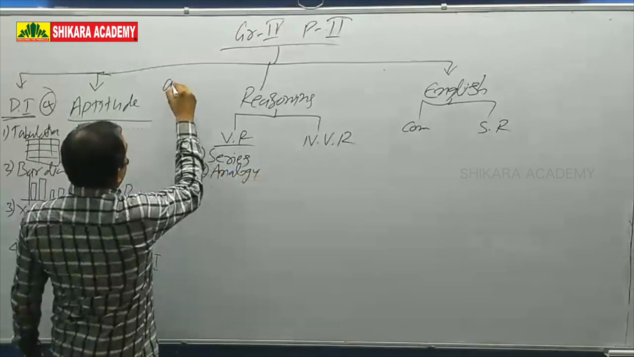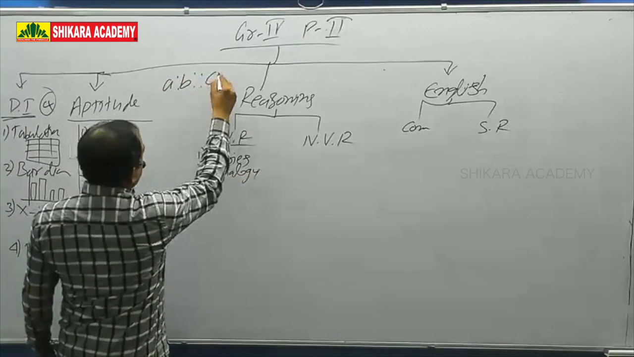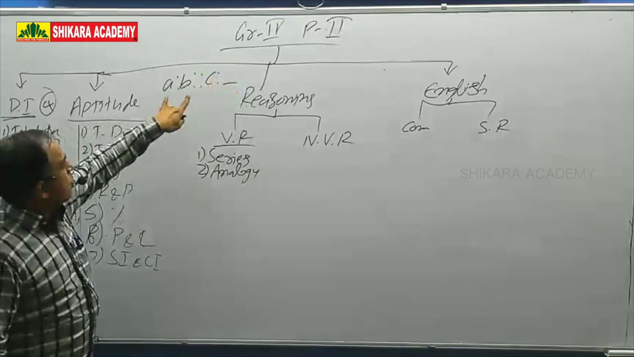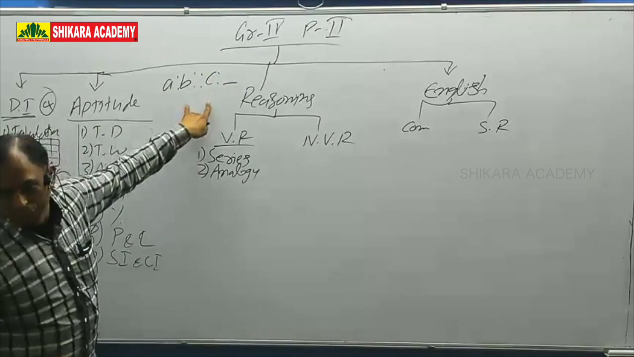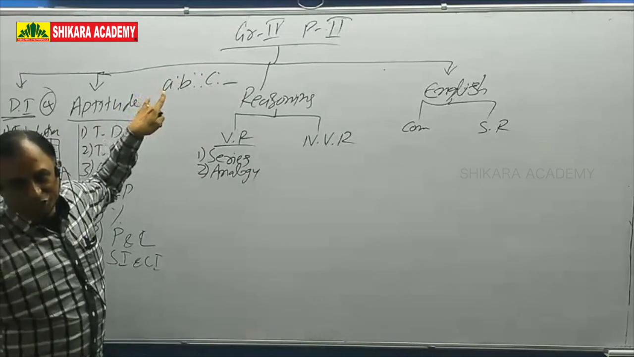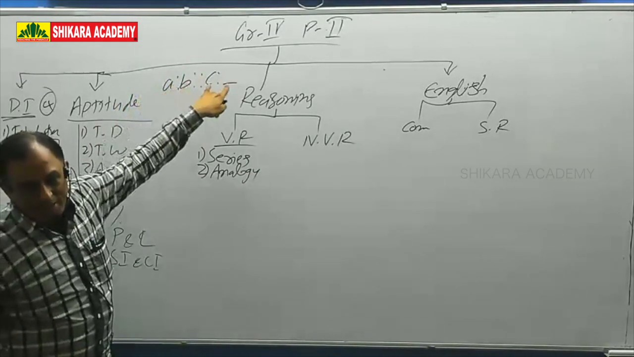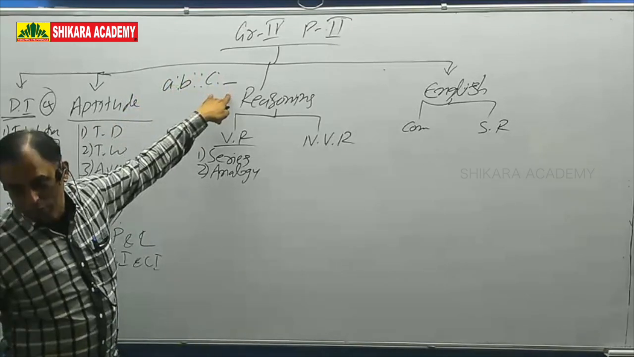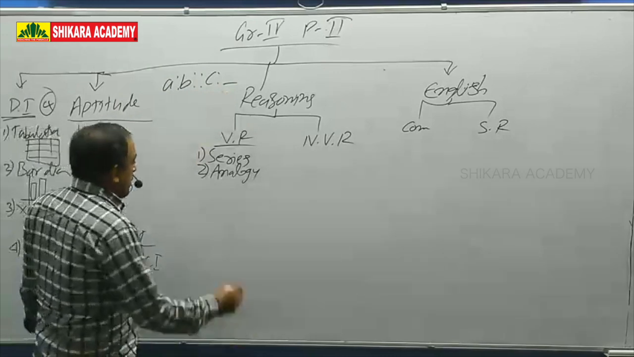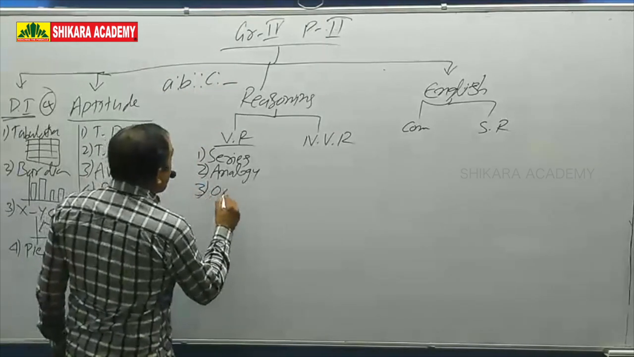What is analogy? A is to B as C is to dash. They will give 3 numbers or 3 words. First you should find the relation between the first pair. Then apply the same relation to the next one also. That is analogy. Analogy means comparison. Third one is odd man out.